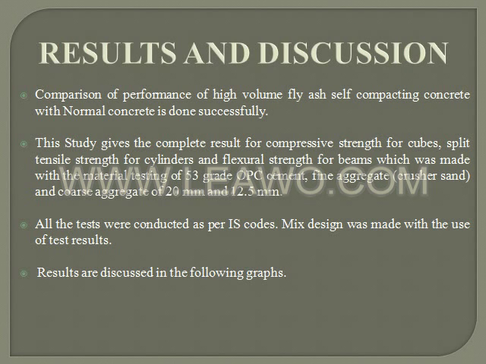Result and discussion. Comparison of performance of high volume fly ash self-compacting concrete with normal concrete is done successfully. This study gives the complete result for compressive strength for cubes, split tensile strength for cylinders and flexural strength for beams, which were made with the material testing of 53 grade OPC cement, fine aggregate and coarse aggregate of 20 mm and 12.5 mm. All the tests were conducted as per IS codes. Mix design was made with the use of test results. Results are discussed in the following graphs.